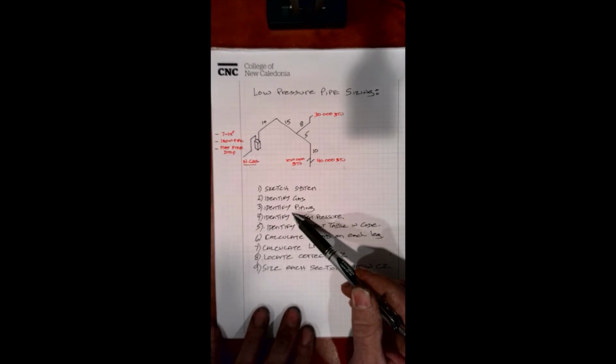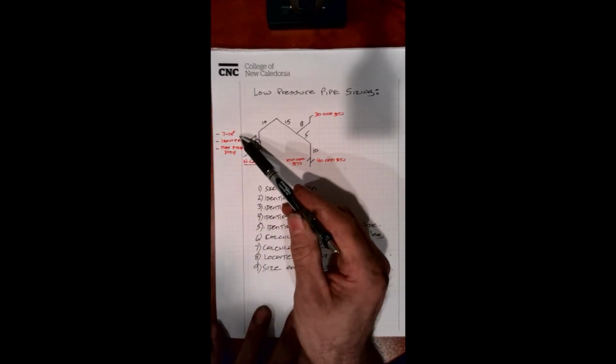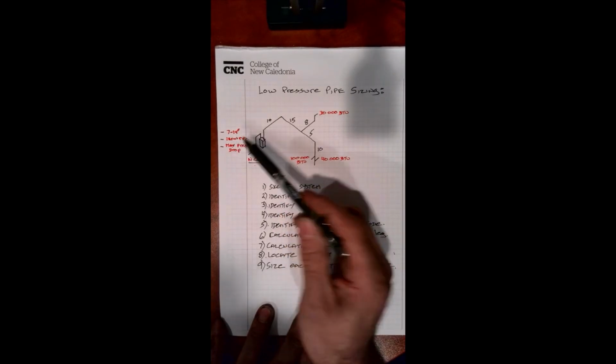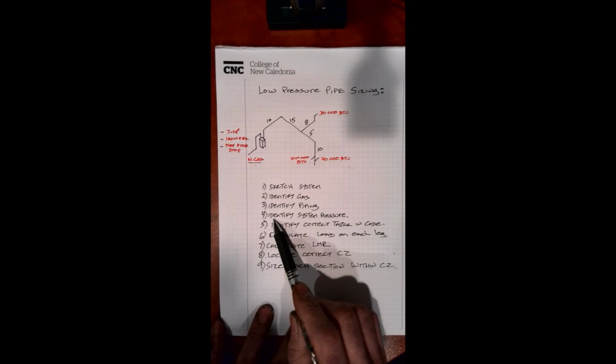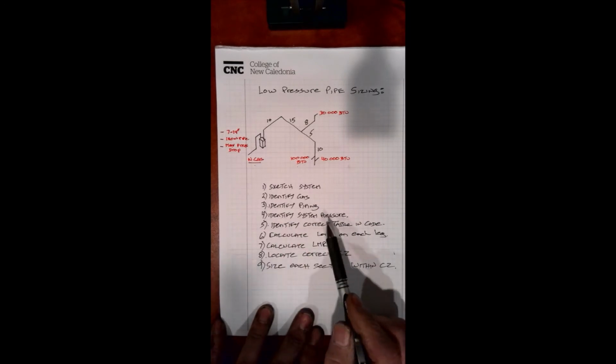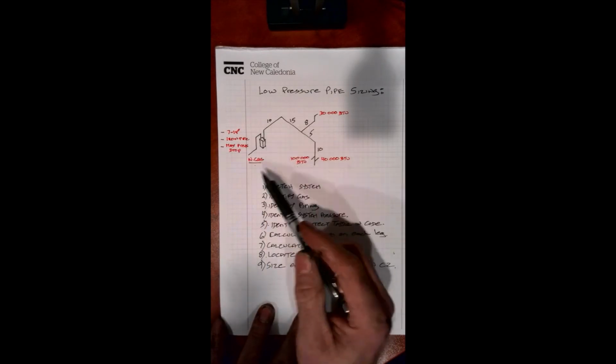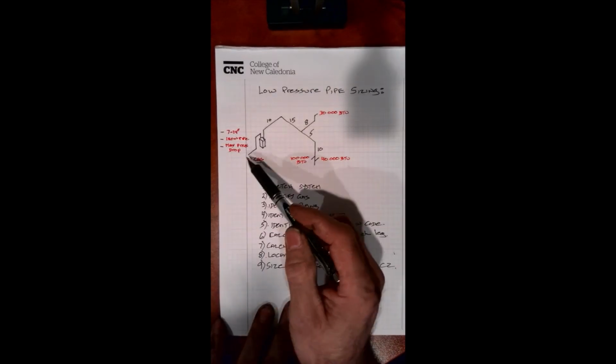We need to identify the piping. And if we look on the table here, or our sketch, we've written down iron pipe. So we know that. And then we need to identify the system pressure. Okay, and again, as indicated here, we have 7 to 14 inches pressure from our utility provider.